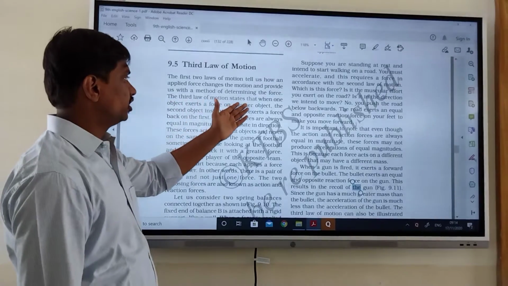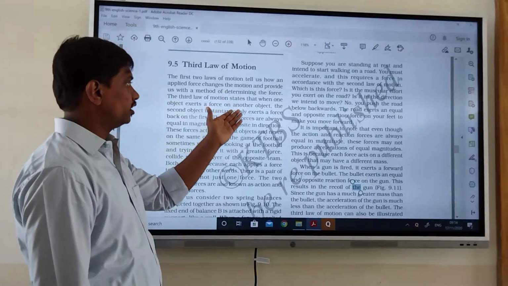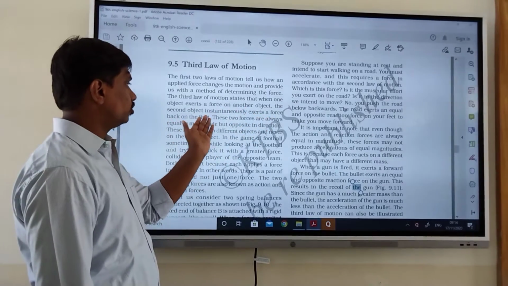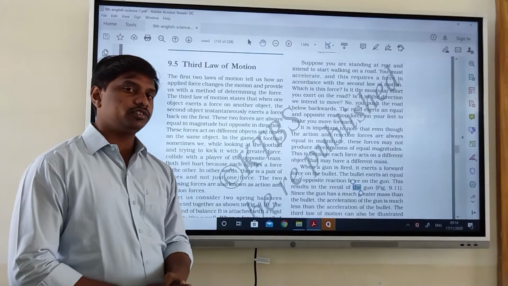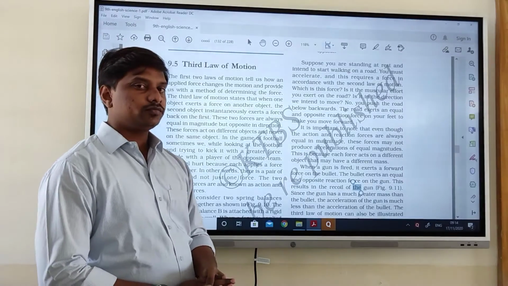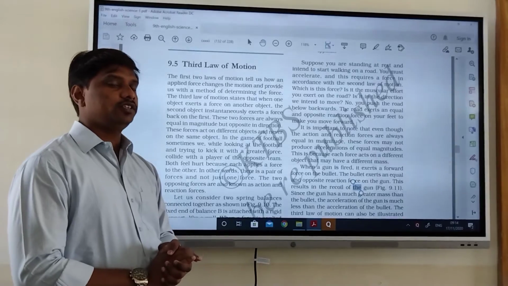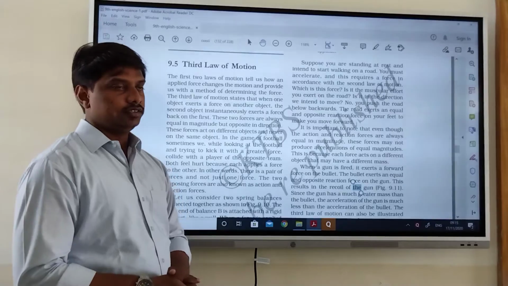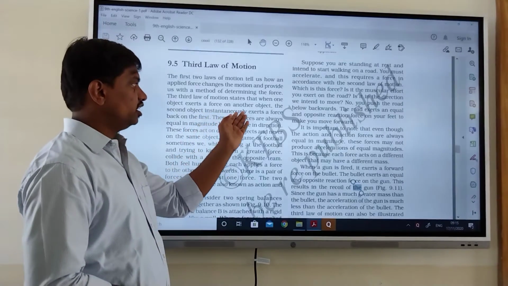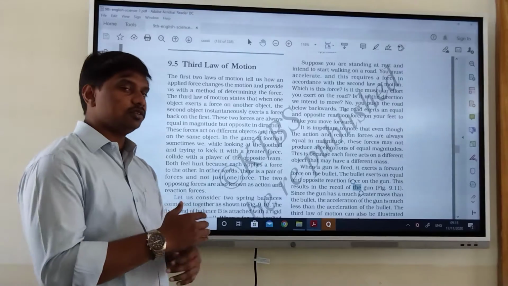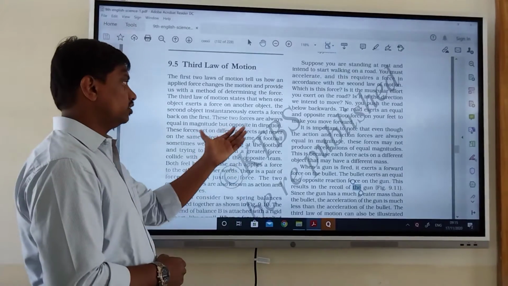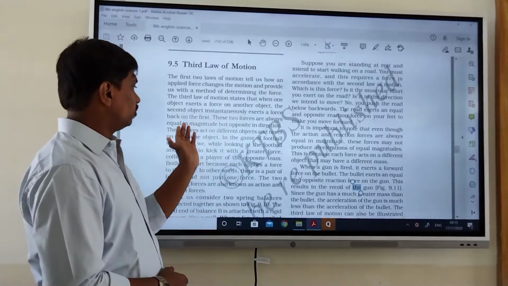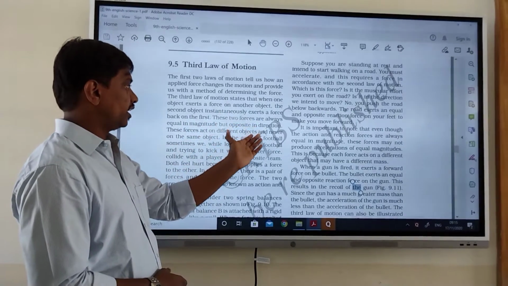The third law of motion states that when one object exerts force on another object, the second object instantaneously exerts force back on the first. So whenever we apply force on any object, that object also applies force on the first object. Instantaneously means suddenly it will also exert force back on the first object. These two forces are always equal in magnitude but opposite in direction.